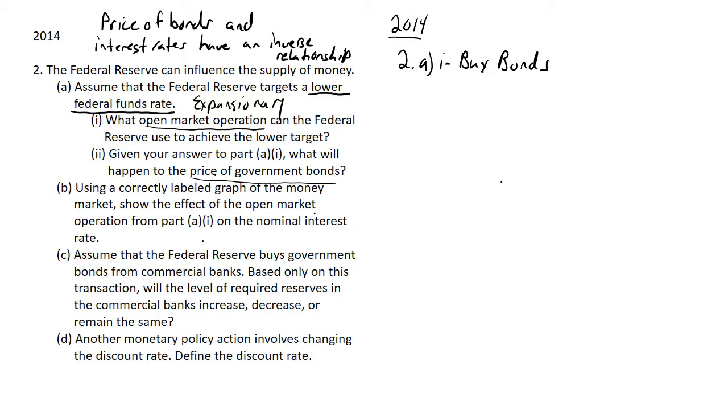So when interest rates go up in our society, bond prices will go down. And if interest rates were to go down in our society, then bond prices would go up. So since the Fed is targeting a lower federal funds rate, they're targeting a lower interest rate. That means interest rates will drop, and therefore the price of bonds will have to go up. So for part 2, there'd be an increase in the price of bonds.